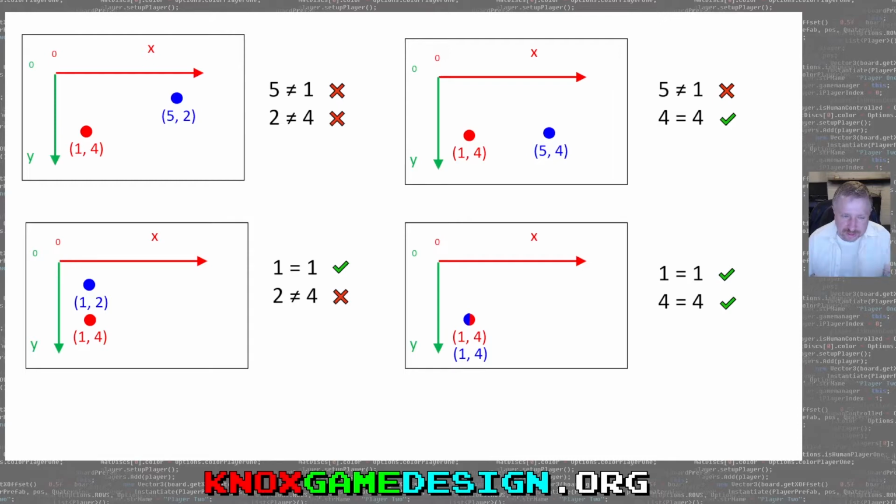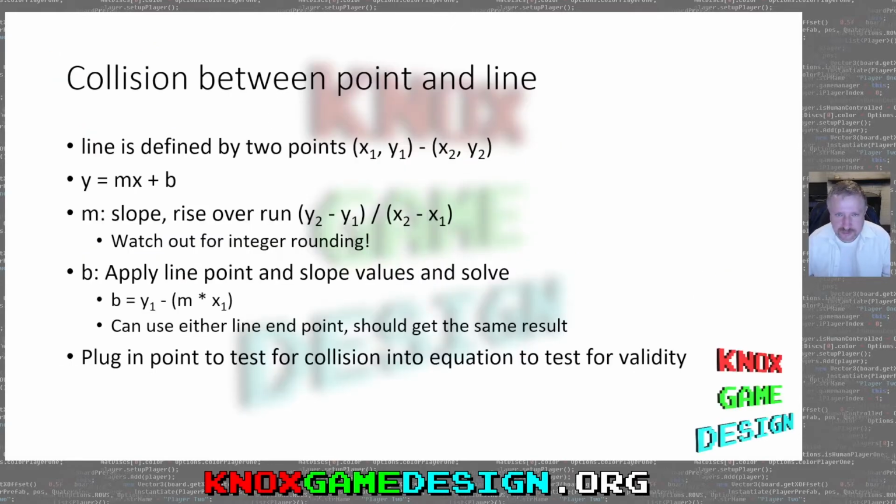In the bottom left-hand corner, we got points 1, 2, and 1, 4. So the x coordinates match, but the y's don't match. So it's not a collision. But in the final one, we got 2 points, both 1, 4, and 1, 4. So both x and y match. So those 2 points collide. Okay, so here's the next step.